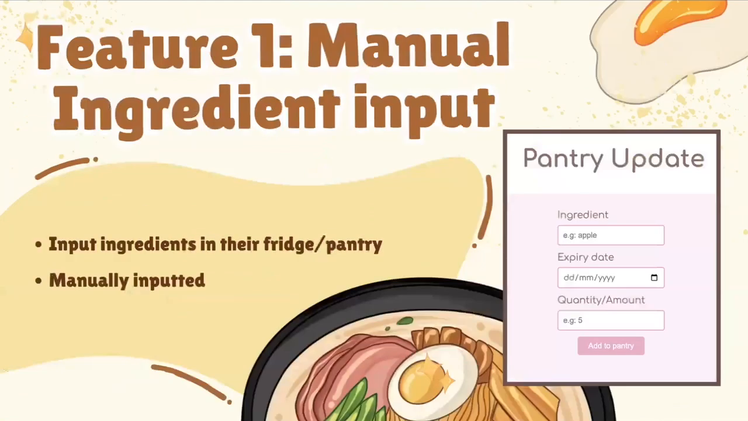The first key feature is manual ingredient input. You can easily input ingredients manually into the app, and it will be reflected in your pantry. As shown, you can input the name of the ingredient, the expiry date, and the quantity.